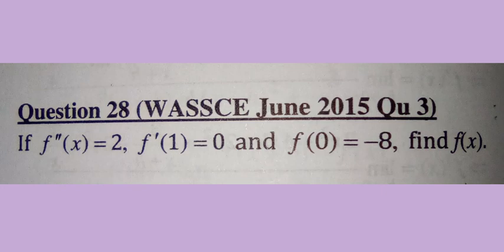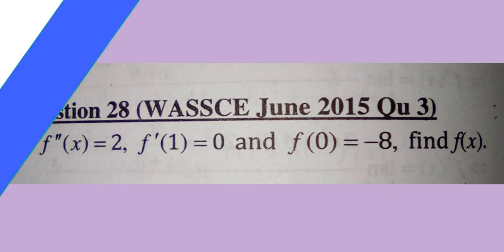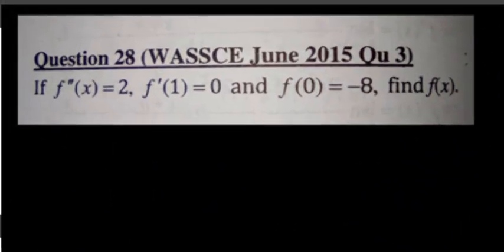Welcome. Today we solve this question from WASSCE June 2015, question 3. It says that the second derivative of a function is 2, and the first derivative of the function at 1 is 0, and if you put 0 into the function you get -8.